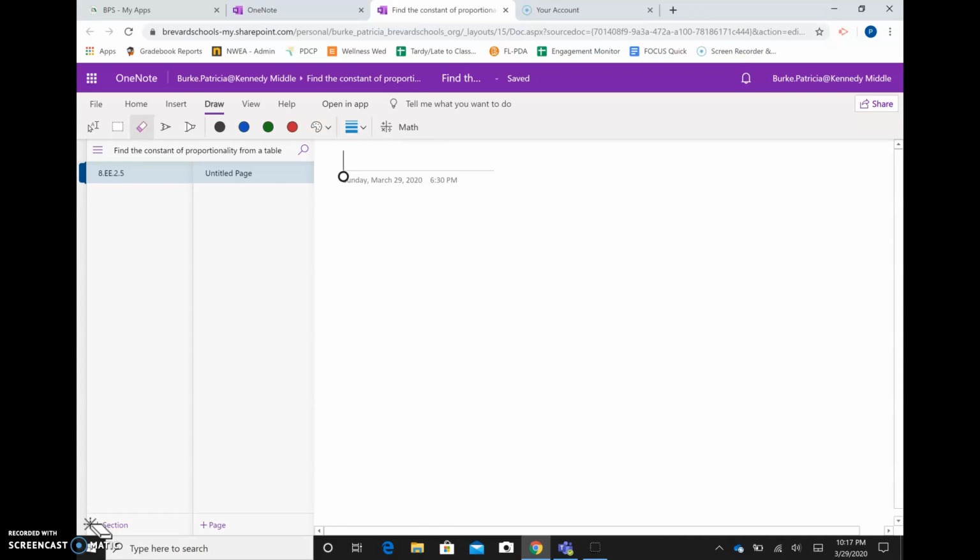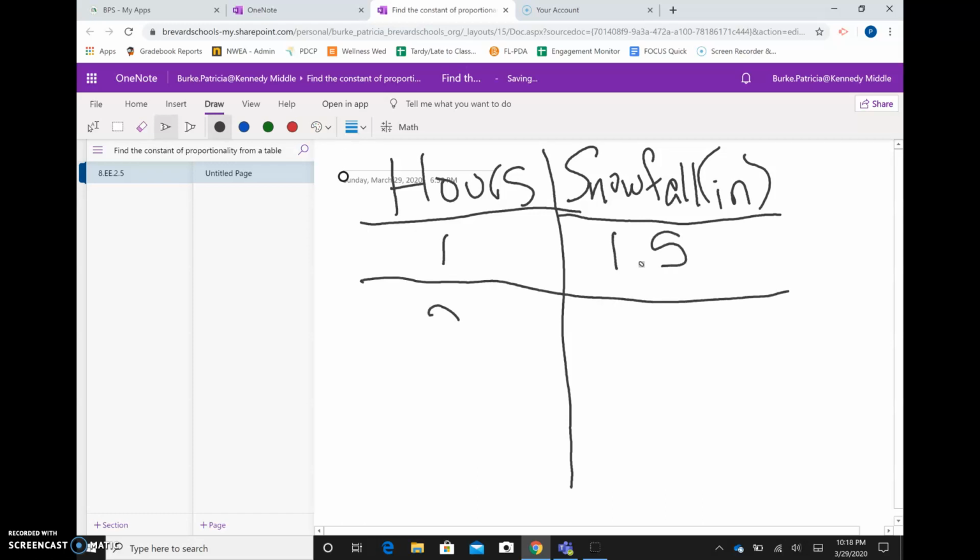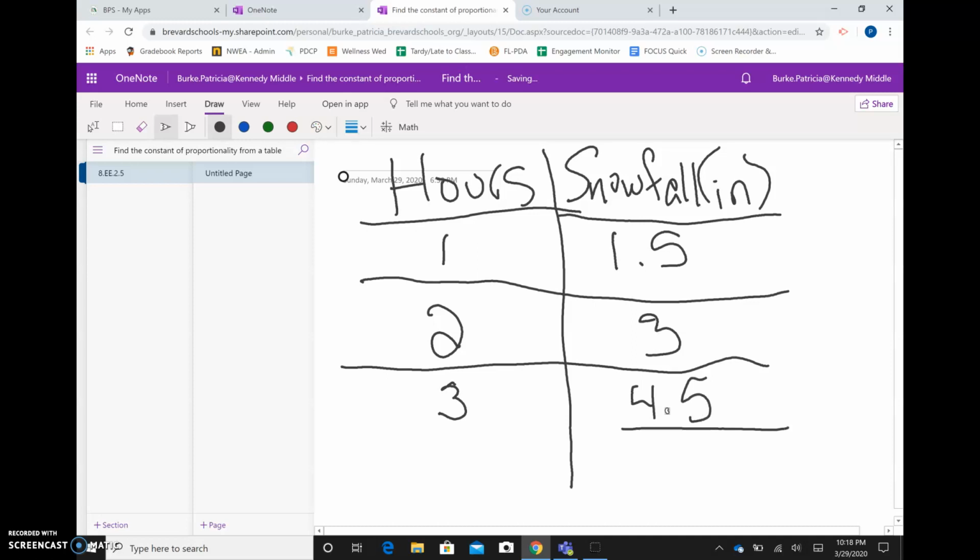So let's pretend we're up north and there's some snowfall, and it snows for 4 hours. We have our hours, and we have snowfall in inches, because we're pretending we're up north. After 1 hour, we had 1.5 inches of snow. After 2 hours, we had 3 inches of snow. After 3 hours, we had 4.5 inches of snow. And after 4 hours, we had a whole heck of a lot. We had 8 inches of snow. That's a lot of snowfall.